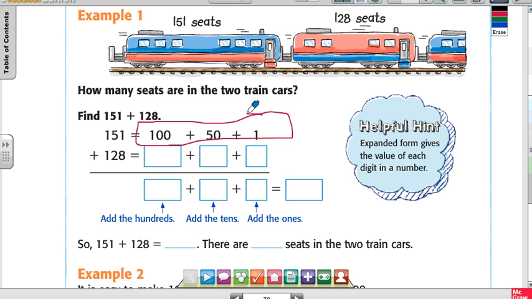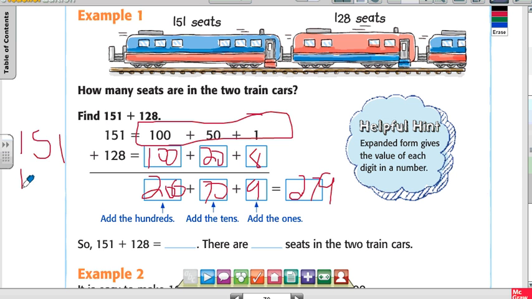Okay? How do I expand 128? 100 plus 20 plus 8. And then you just add the columns. 1 plus 8 is 9. 50 plus 20 is 70. And 100 plus 100 is 200. And then I'm adding across. So I have 200 plus 70 plus 9. I put them all together, it is 279. Obviously, the other way you could do it is 151 plus 128.